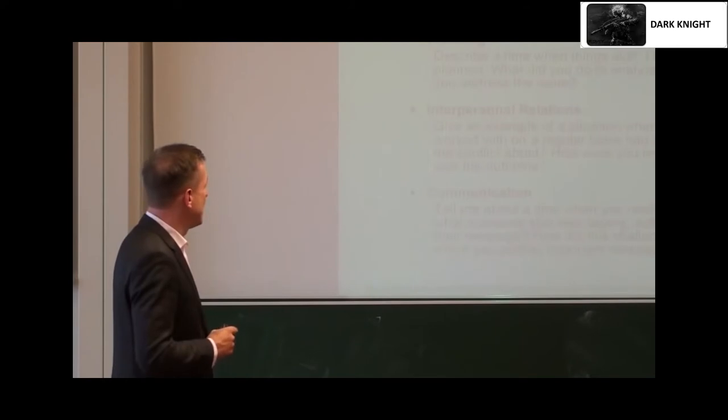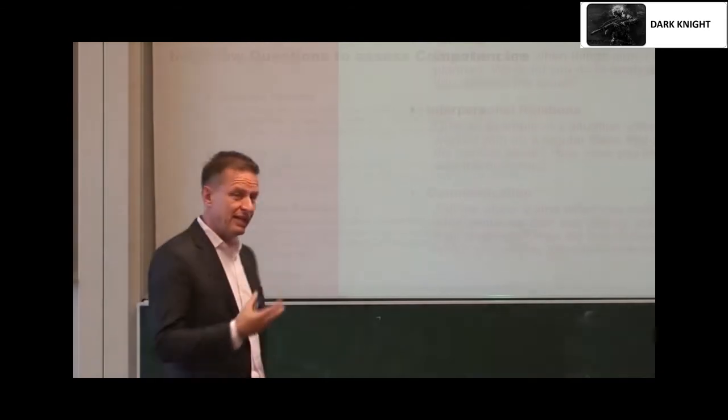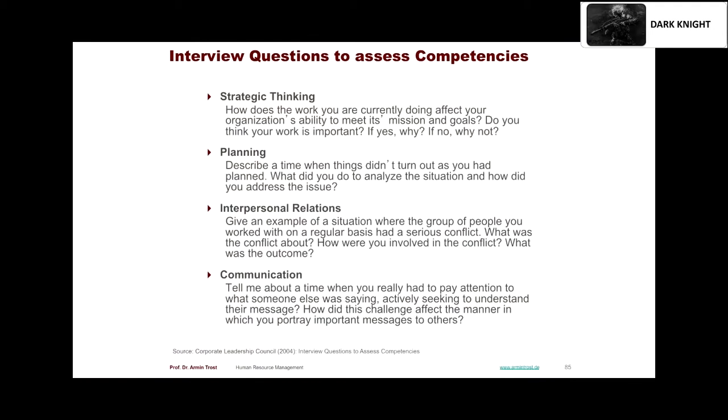Let me pick out one of these, planning, the second one. This question is about your planning skills, your competency in planning. So the question is, describe a time when things didn't turn out as you had planned. What did you do to analyze the situation, and how did you address the issue?